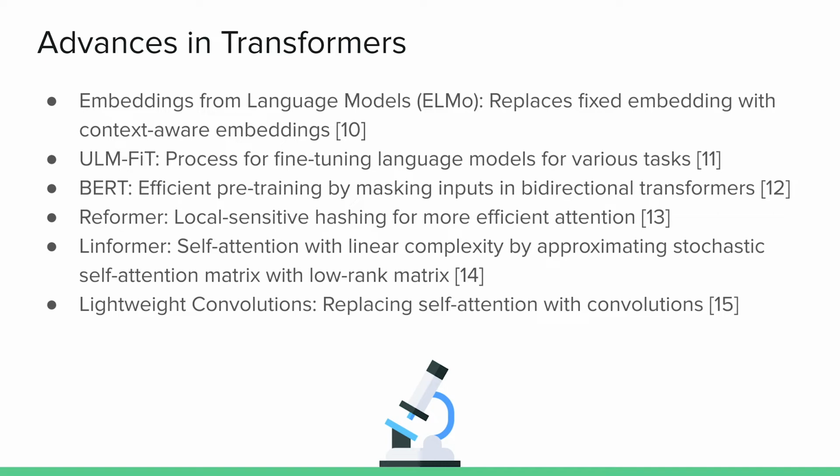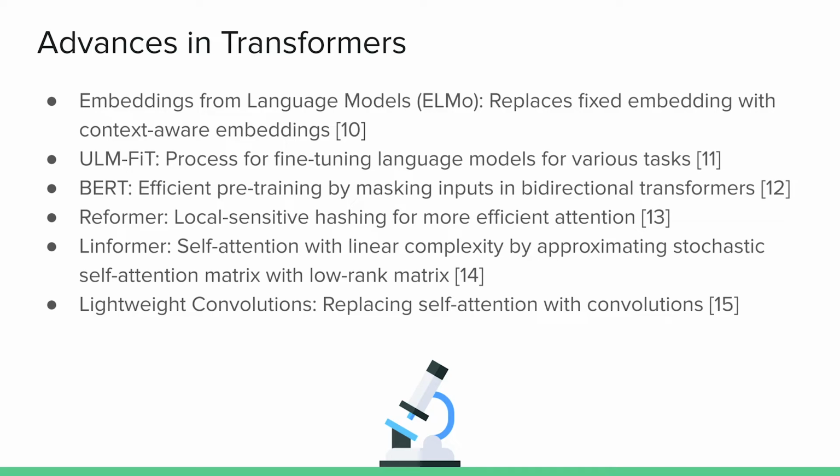And that was also a significant advancement here. BERT is an efficient way to pre-train transformers. One of the ideas in the paper is that they mask their input. They randomly mask out words and then ask the network, please tell me what word should come in there. We have Reformer, where we use locality-sensitive hashing for more efficient attention.